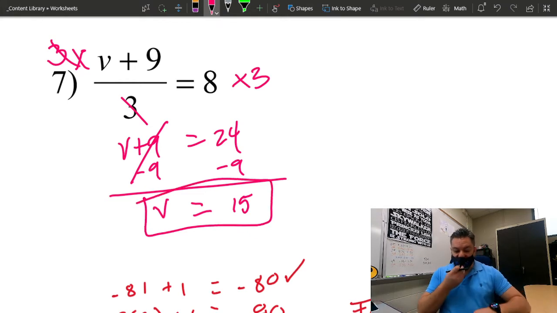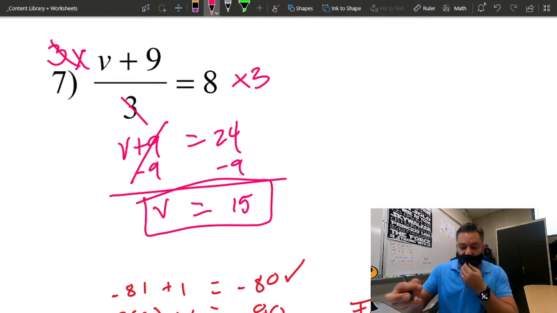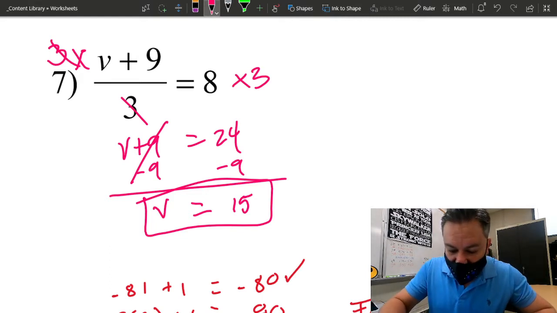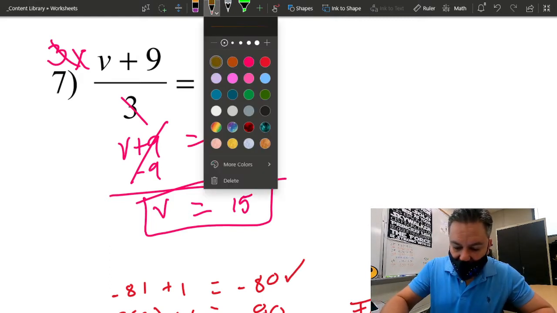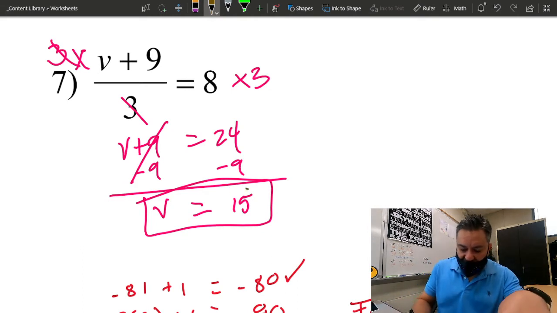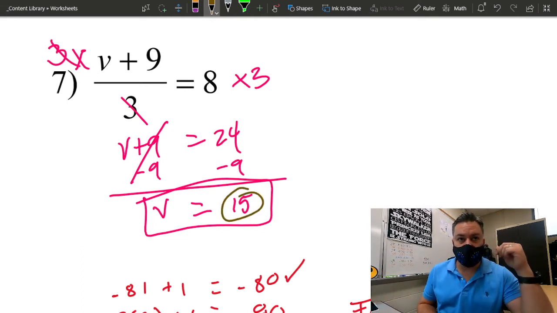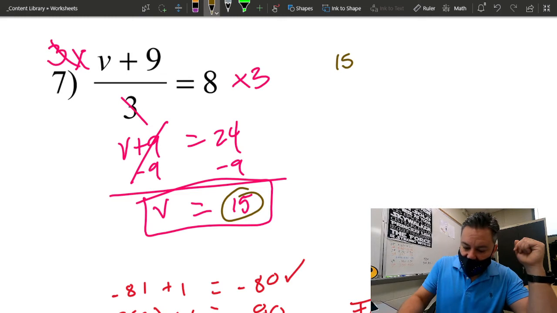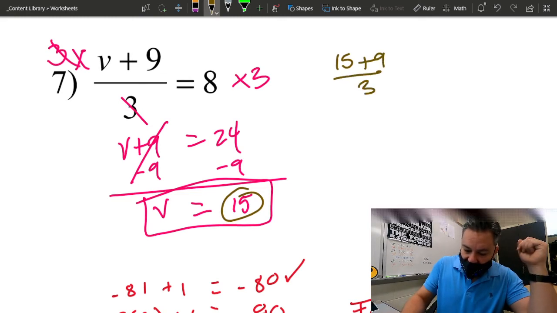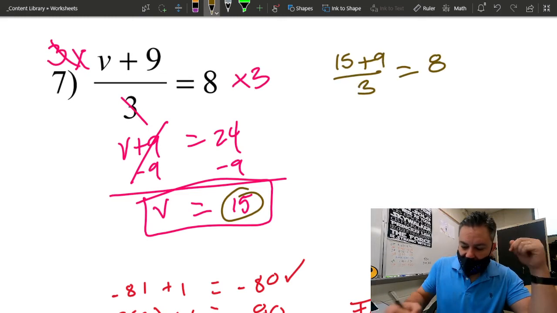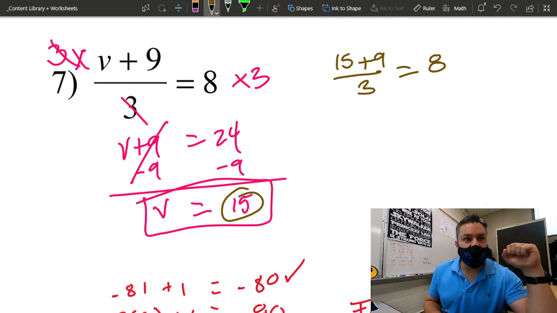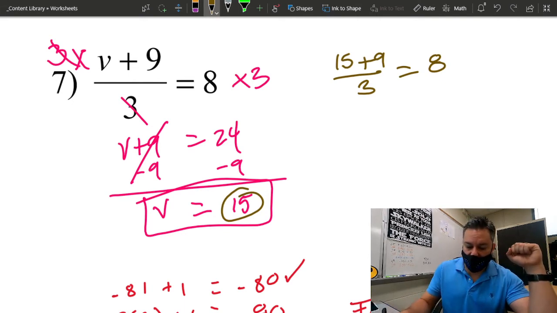Remember, you can always check your answer back into the equation. Let me show you, just in case, how to check if you got this right. Instead of v, we're going to use 15. Okay? So I'm going to do 15 plus 9 divided by 3 should give me 8. What is 15 plus 9? 24. 24 divided by 3 should give me 8.